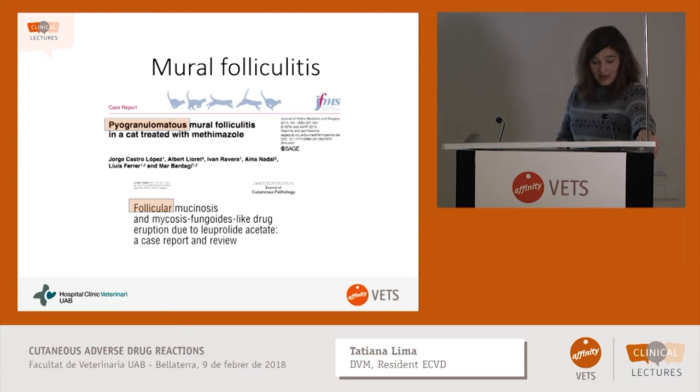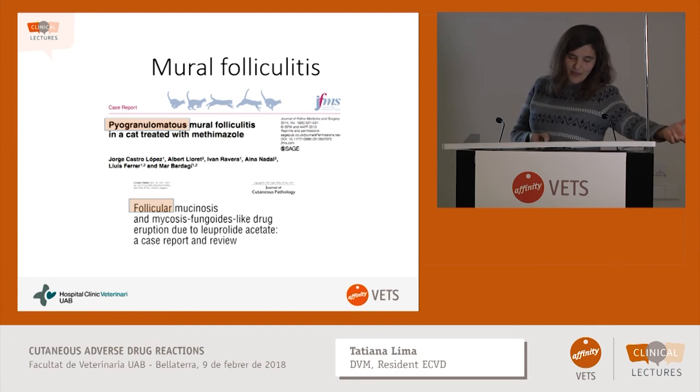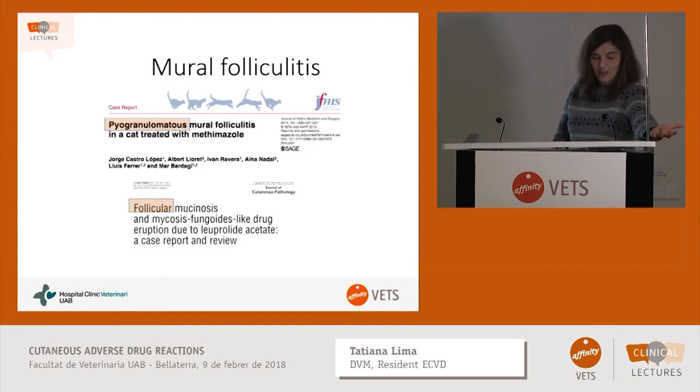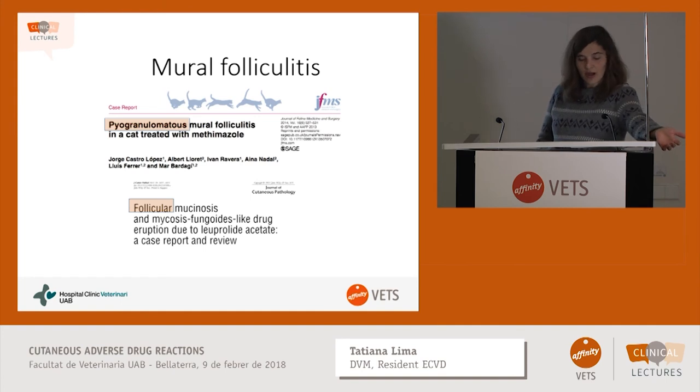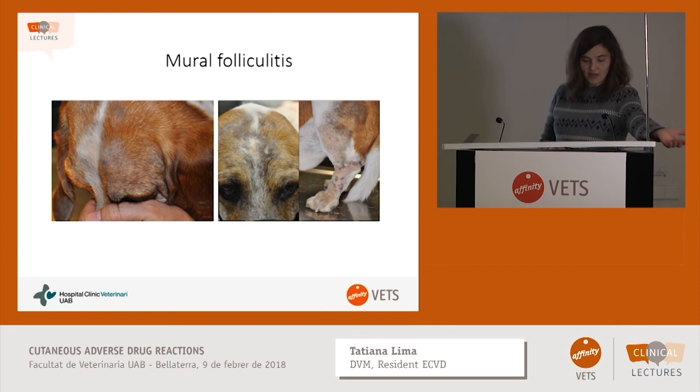And in human medicine, there's a case report of follicular mucinosis related with an implant, a GnRH agonist. And I'm saying this because we saw a case here in the WAB with an implant of deslorelin, which is the same principle, and we are describing it.